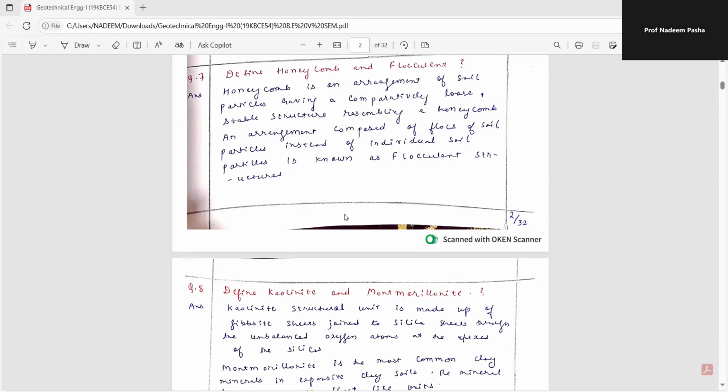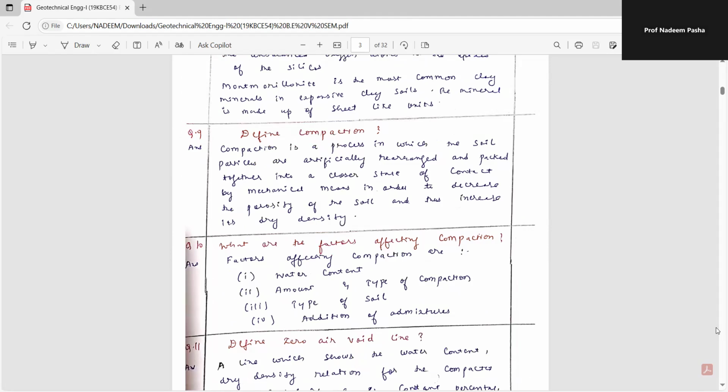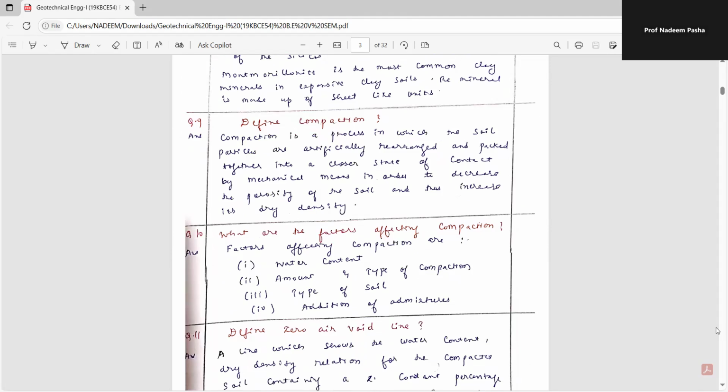So, kaolinite. The kaolinite structural unit is made up of gibbsite sheets joined to silica sheets through the unbalanced oxygen atoms at the apex of the silica sheets. Montmorillonite is the most common clay mineral in expansive soils, clay soils. The mineral is made of sheet-like units.